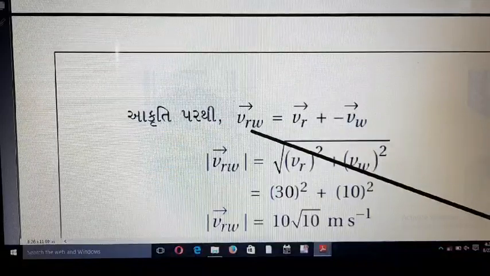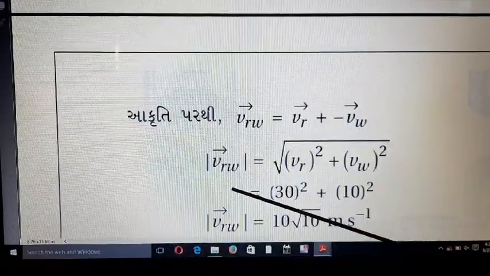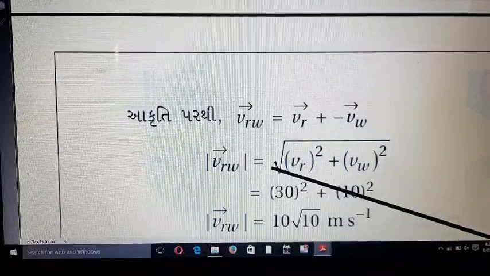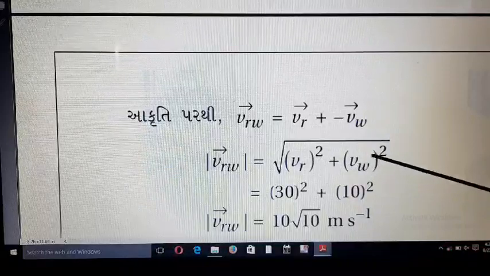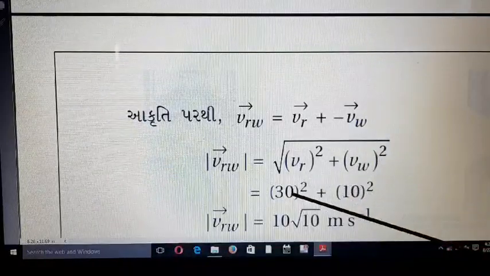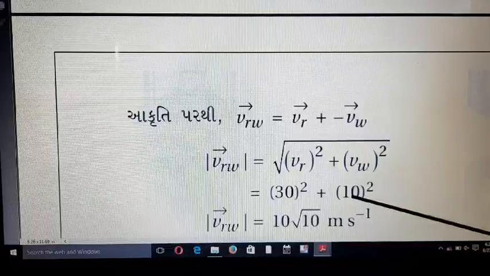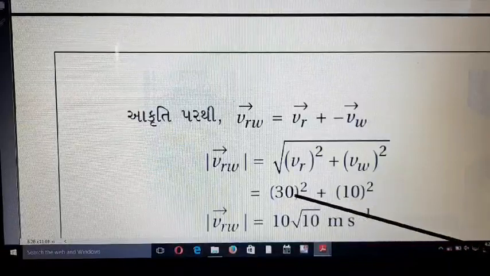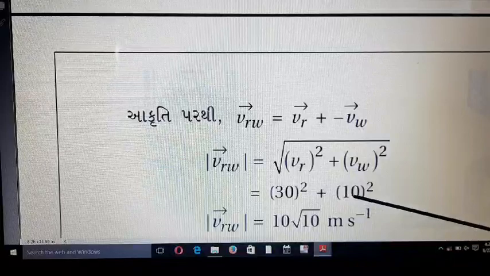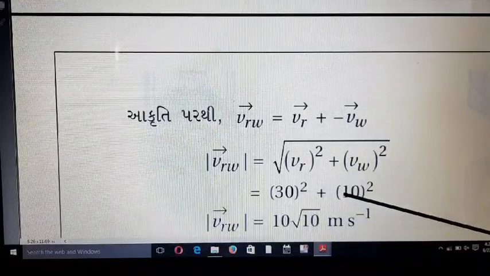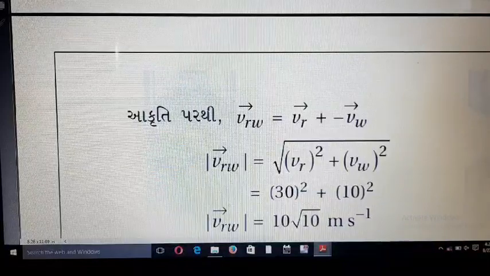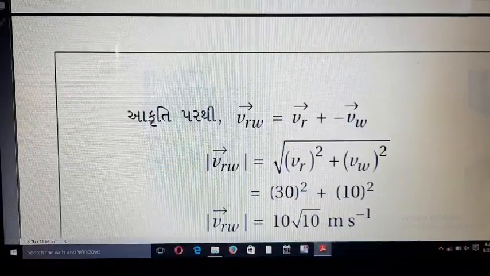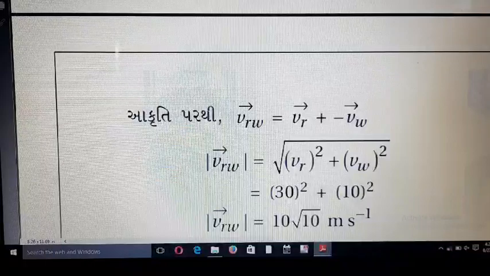So now we take the modulus. So VR omega is equal to, now we take under root on the right hand side, VR square plus V omega square. Velocity of rain is 30 and velocity of woman is 10. So 30 square means 900 plus 100 means 1000, and its answer is 10 root 10. So friends, now we have the value of VR omega equal to 10 root 10.